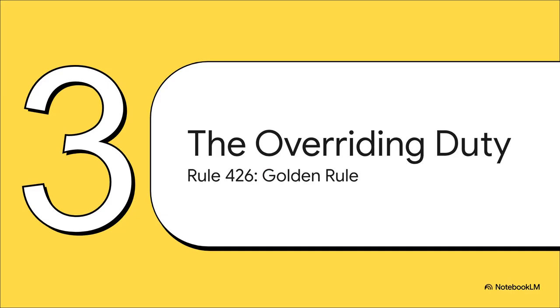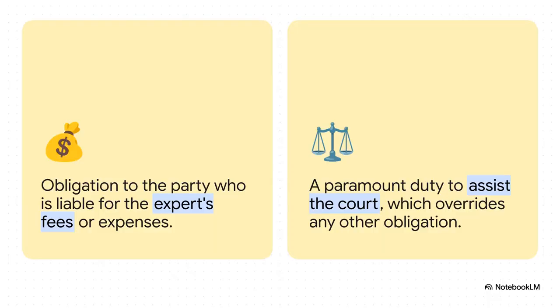So we know what an expert is. Now we get to the real heart of the matter. This is Section 3, and it's all about Rule 426. I like to call this the golden rule of expert evidence because, honestly, it underpins everything an expert says and does. Every expert lives with this built-in tension.